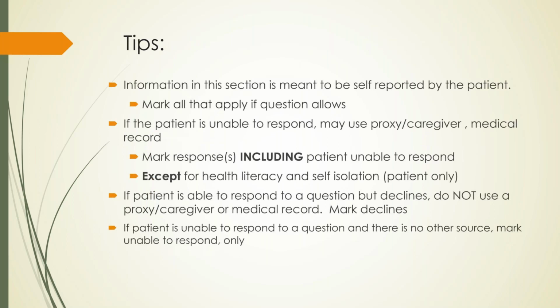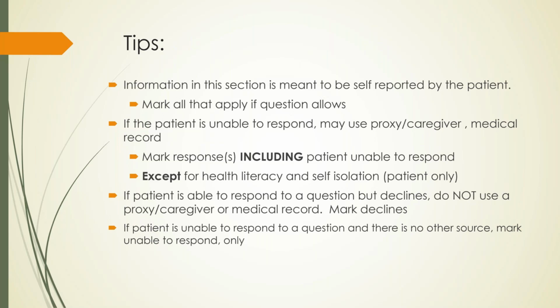So for some tips, information in this section is meant to be self-reported by the patient. For all of the questions, you're going to mark anything that applies, so there can be more than one answer. Whatever the patient says the answer is, that's what the answer is. If the patient's not able to respond, you can use a proxy or a caregiver or the medical record to get the information. If you do have to do that, you also have to mark that the patient was unable to respond, so that they know where the information is coming from.